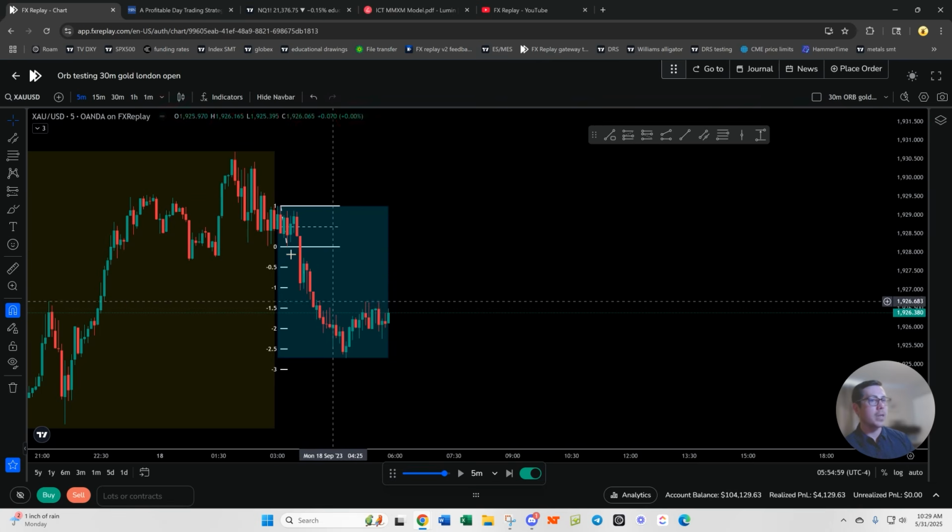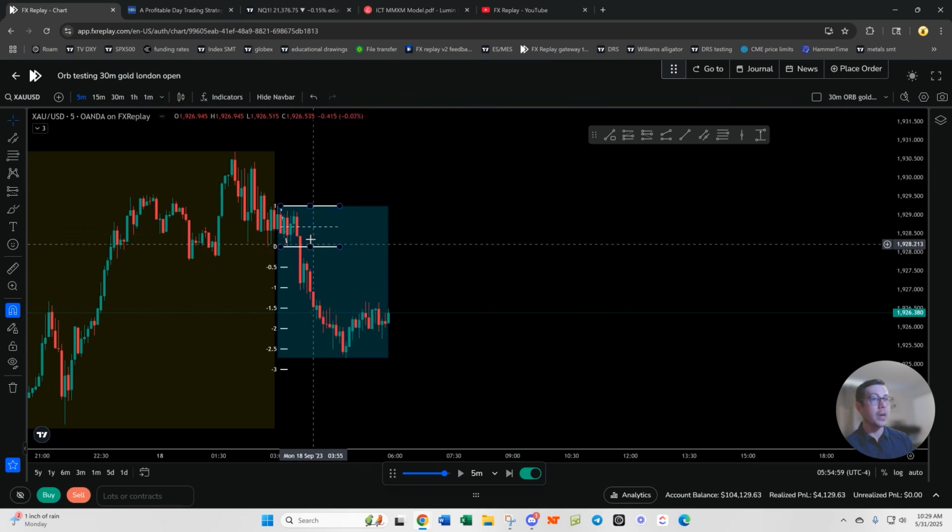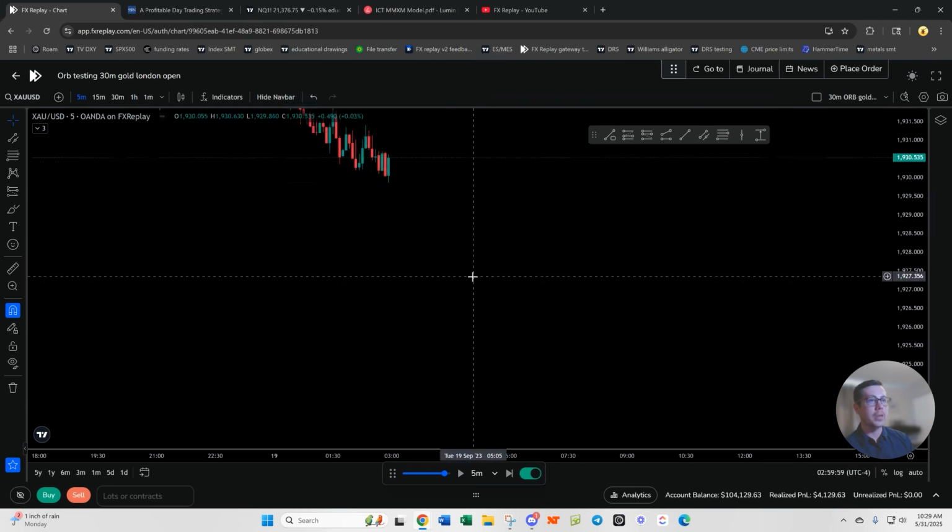So this just wouldn't have been a trade that I took, even though it did break out of the ORB and go to our take profit. The candle formations didn't line up with what we're looking for.